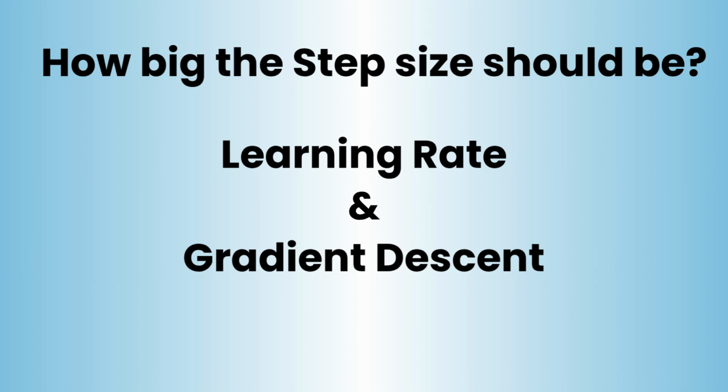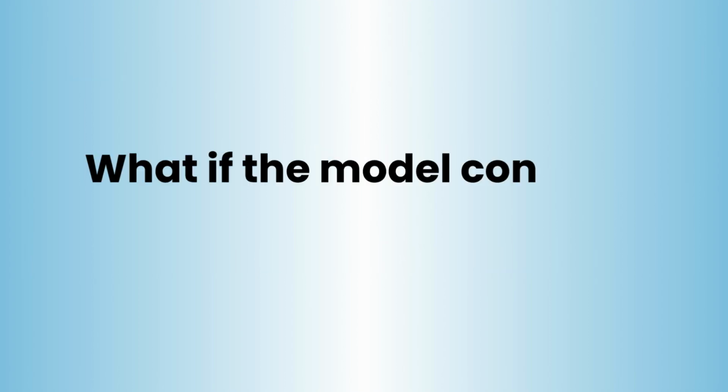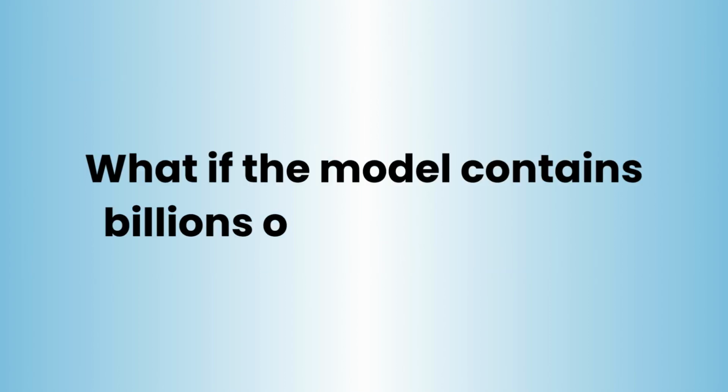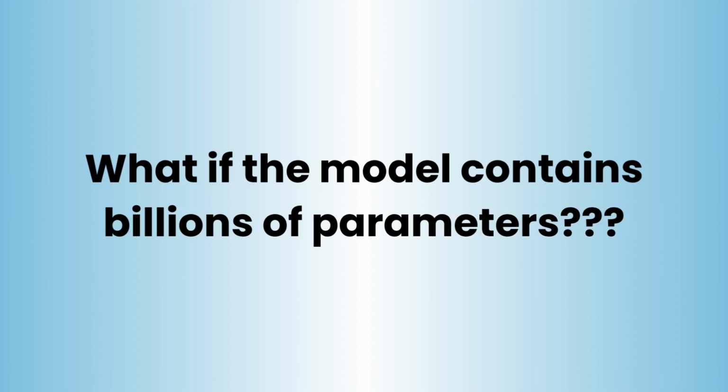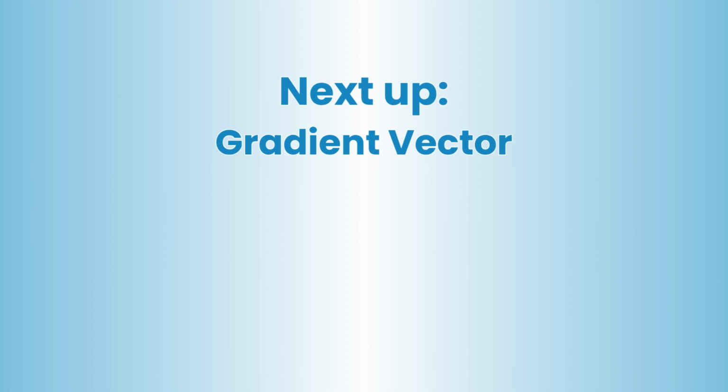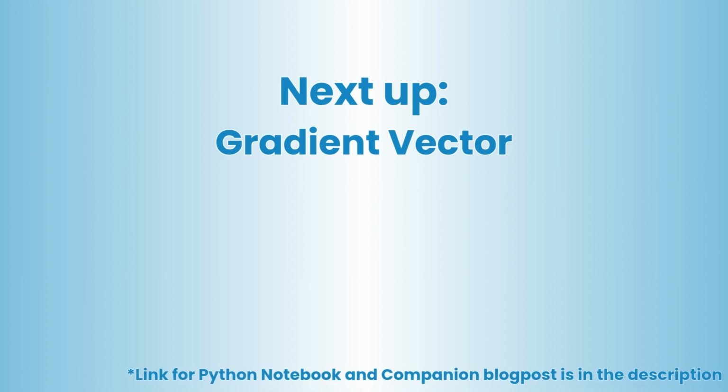And there is an even bigger problem. This was easy because we only had one weight parameter, a 2D graph. What if your model is a large language model with 100 billion parameters? How do you calculate a single compass needle for a 100 billion dimensional universe? That requires an upgrade to our math. We need the gradient vector and partial derivatives. And that is exactly what we are going to code in the next video.